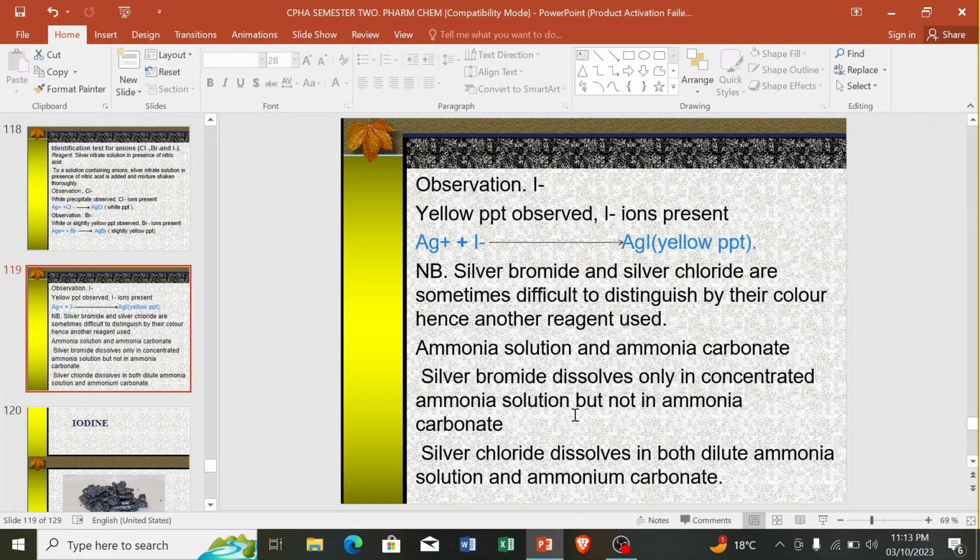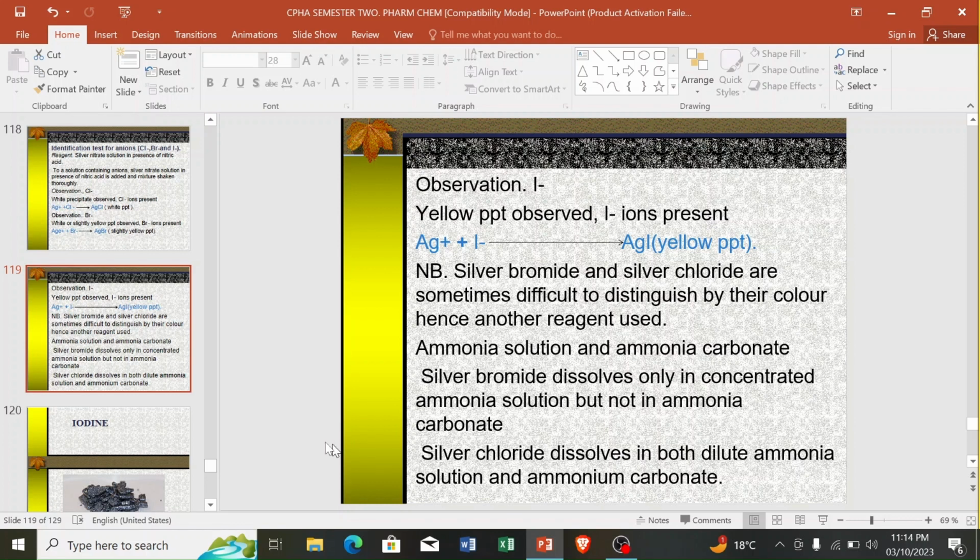Silver bromide dissolves only in concentrated ammonia solution but not in ammonium carbonate. So this is what I was trying to tell you about. However, silver chloride dissolves in both dilute ammonia solution and ammonium carbonate solution.